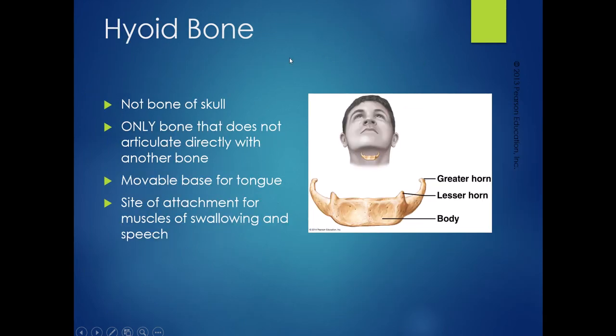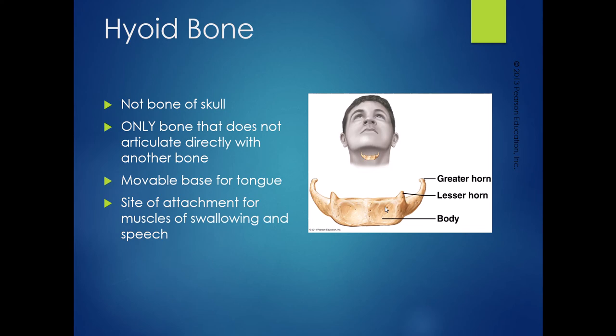If we look at an interesting bone that is actually not considered a bone of the skull, but since it's located up here in the throat, it's often studied with the skull. It is the hyoid bone. This is an interesting bone because it is the only bone in your body that doesn't connect to another bone in any way. It's mostly just connected to a bunch of ligaments, a bunch of dense regular connective tissue ligaments.